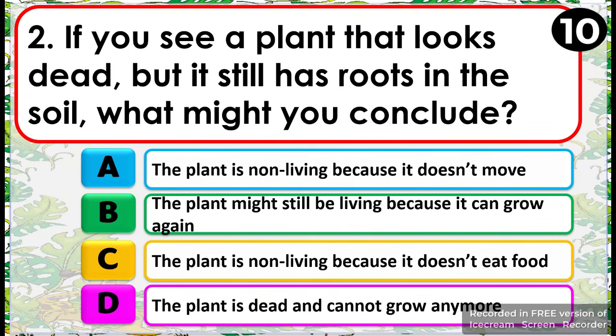Number 2. If you see a plant that looks dead but it still has roots in the soil, what might you conclude? A. The plant is non-living because it doesn't move. B. The plant might still be living because it can grow again. C. The plant is non-living because it does not eat food. D. The plant is dead and cannot grow anymore.